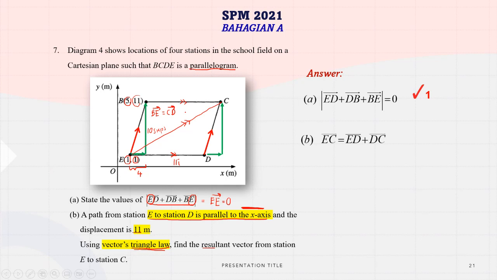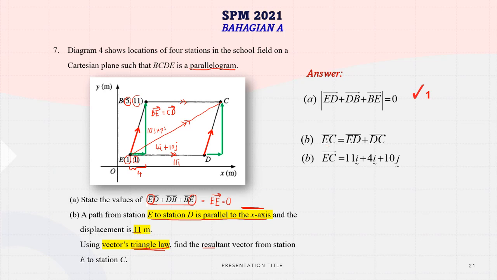So we know that normally in vectors, movement left and right in X is represented by i, and up and down by j. So the movement is like 4i plus 10j: 4 steps to the right, 10 steps upwards. That's what it means. So here it says to use triangle law. Triangle law means EC is the resultant, and it equals ED plus DC.